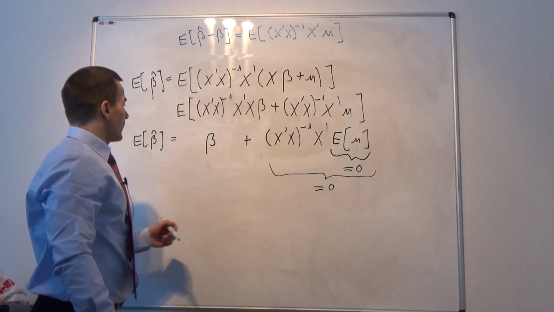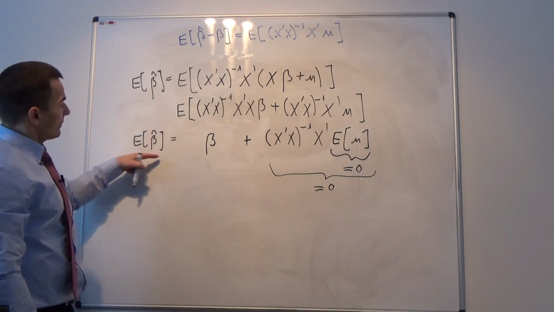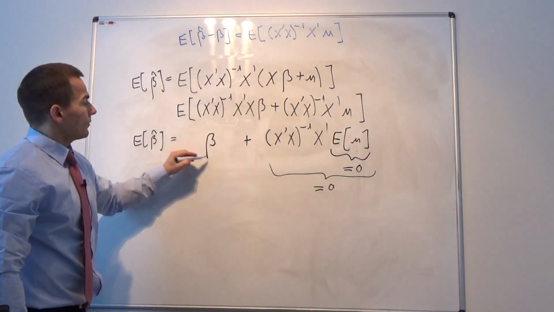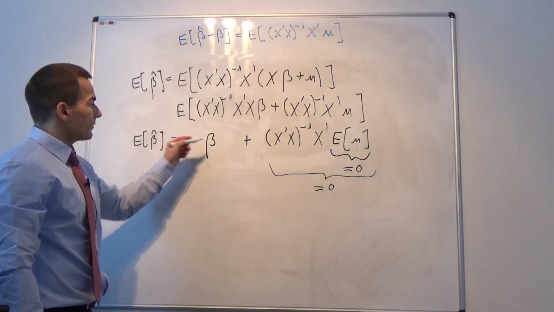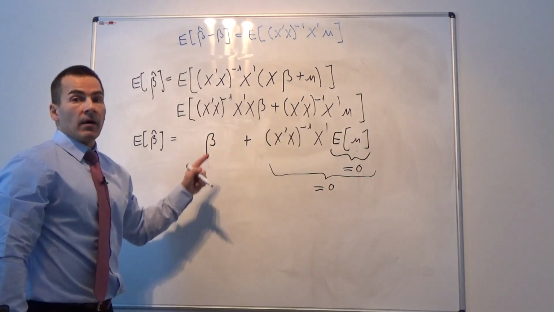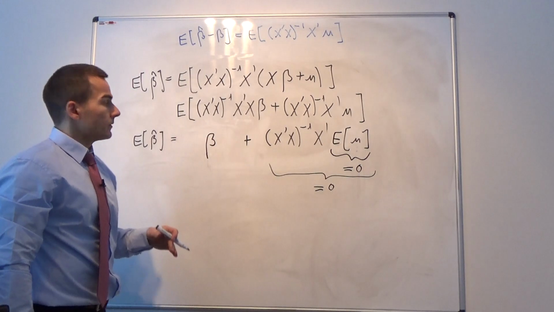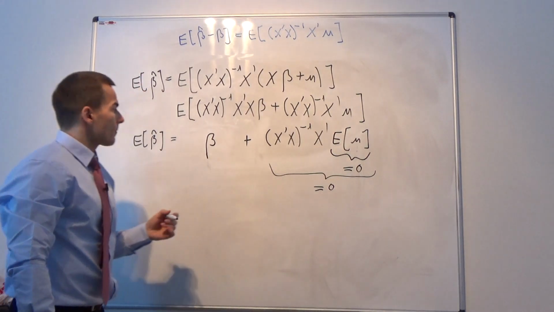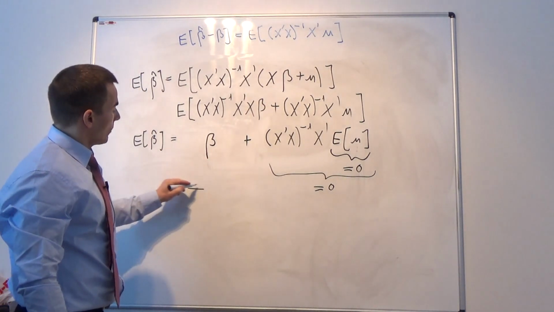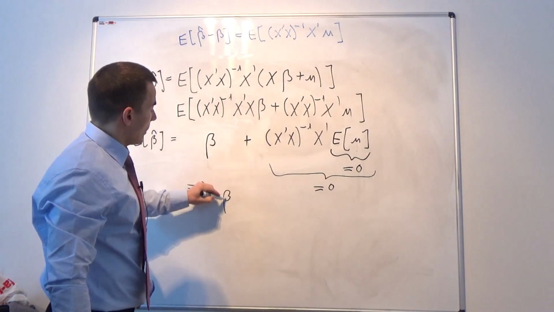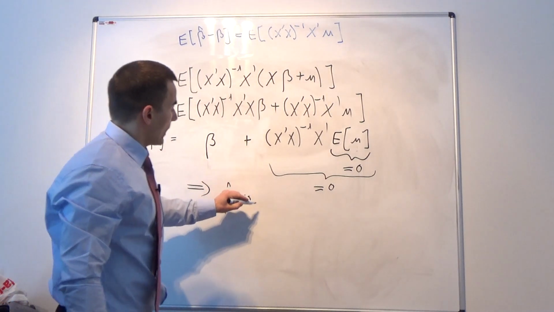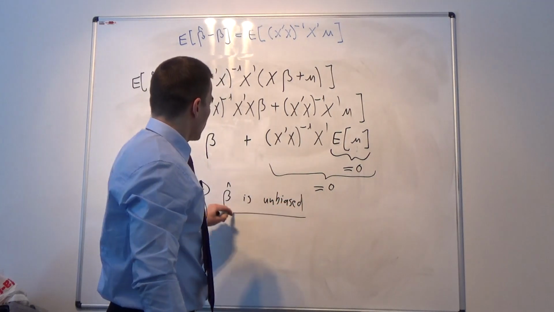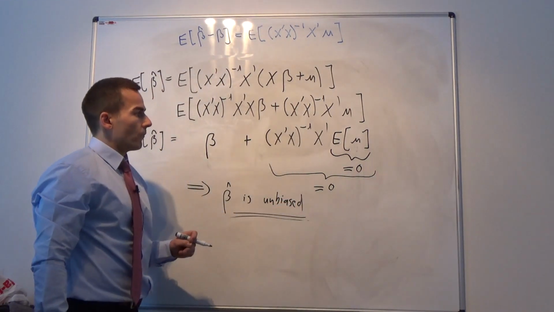Now we have shown that the expectation of our point estimator beta hat, our OLS estimator, is equal to beta. So on expectation it gives us the real parameters. This result shows that beta hat, our OLS estimator, is unbiased. And this is a very important finding.